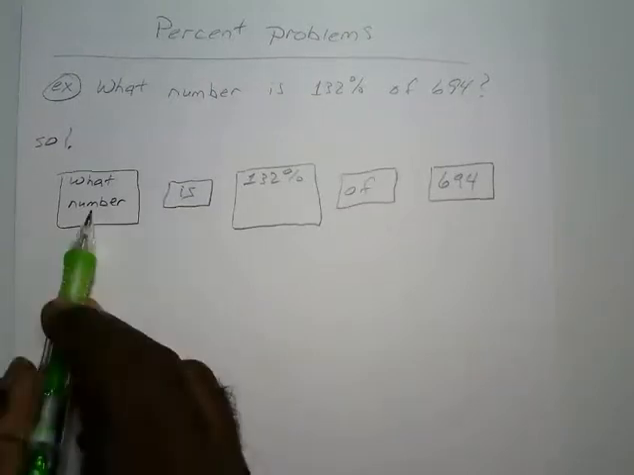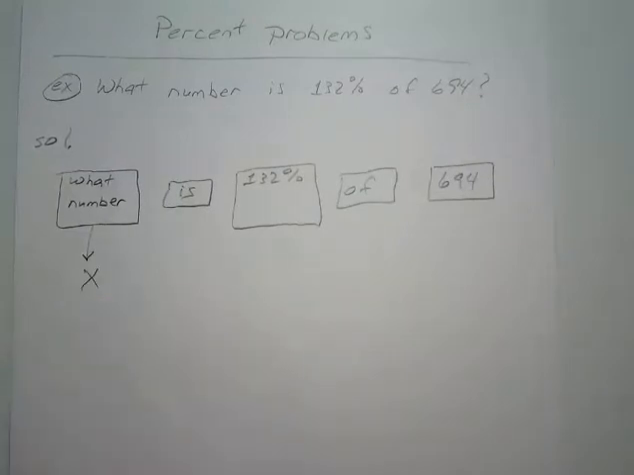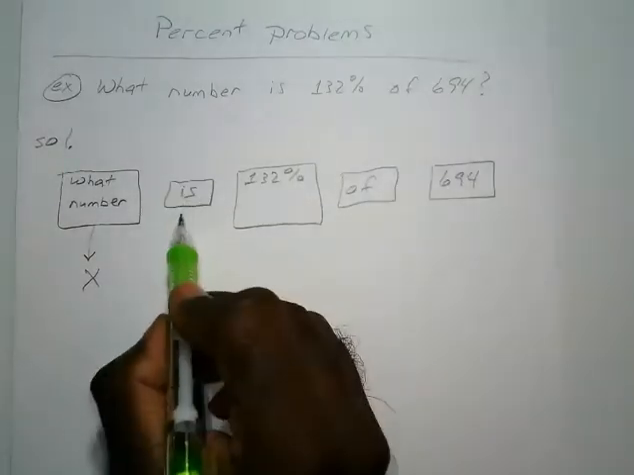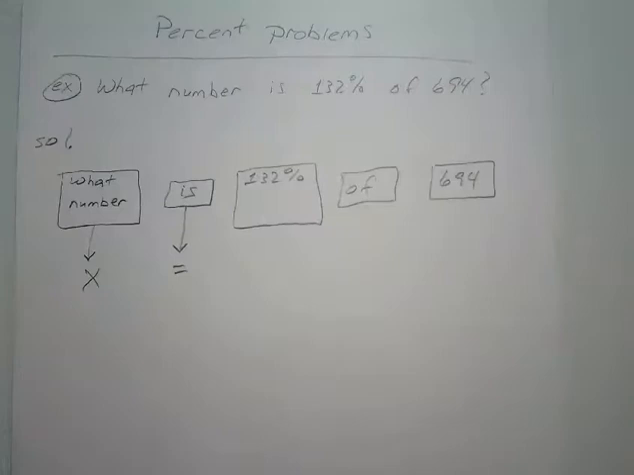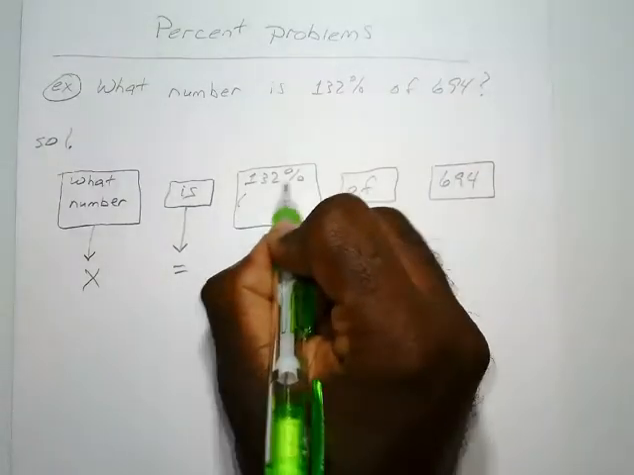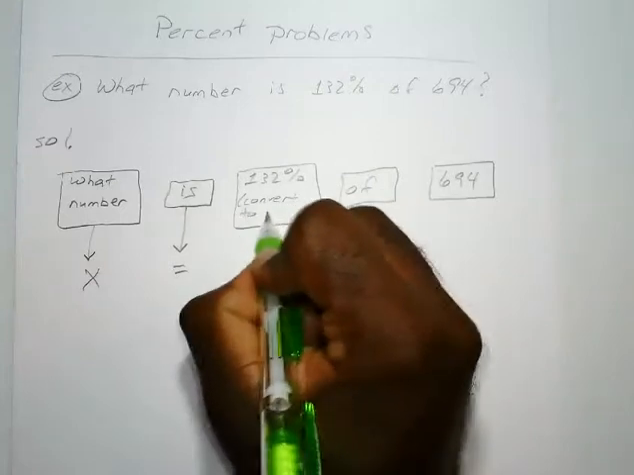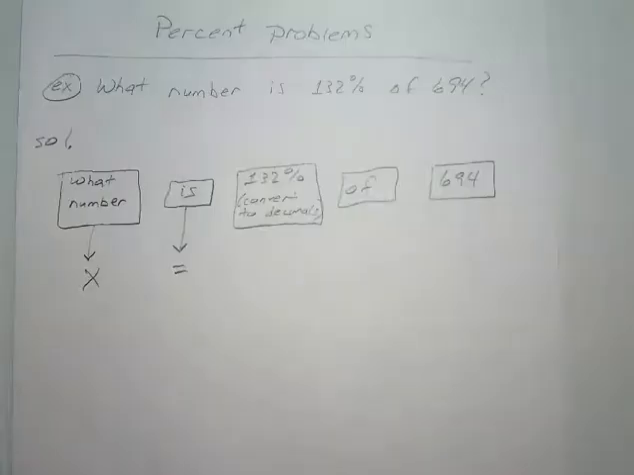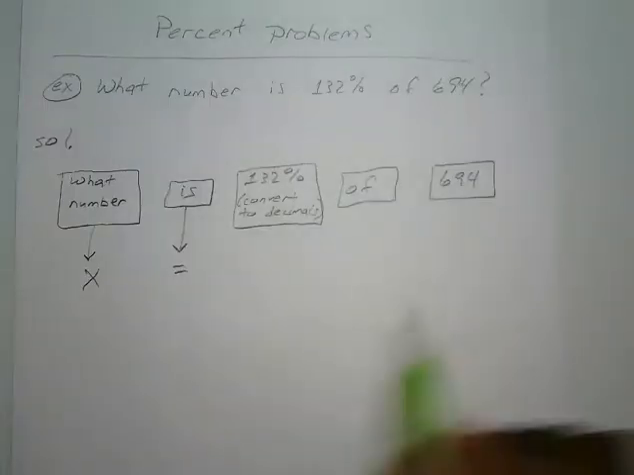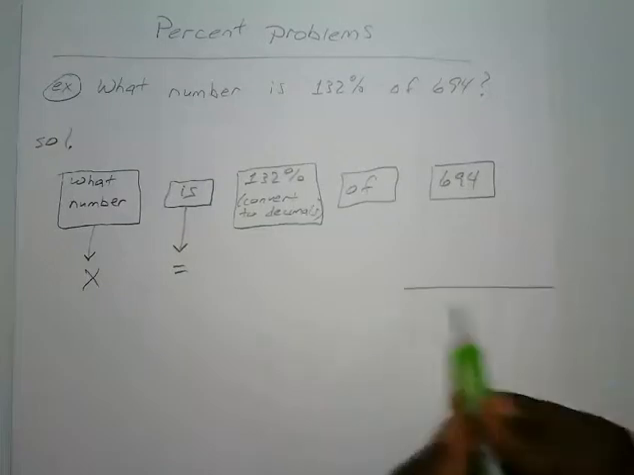Okay, now what number? That's our unknown. So we make that x. Is, remember, is means equal to 132%. Remember, you have to convert percent to decimals. And you do that by moving the decimal place 2 spaces to the left. Okay, so I'll make a little side note of that.